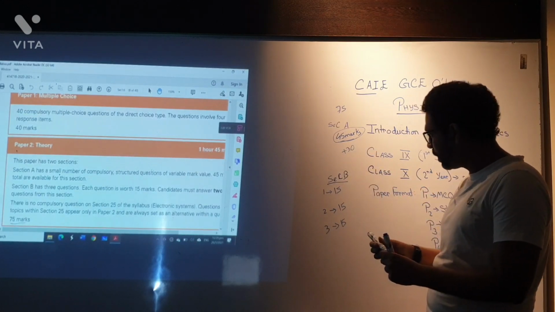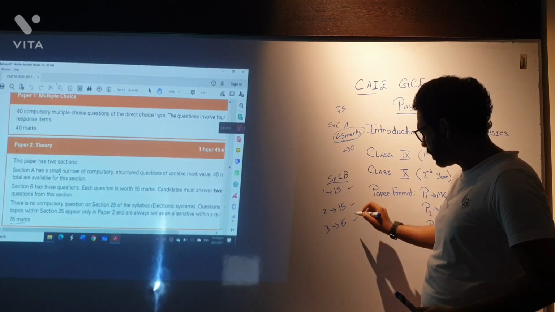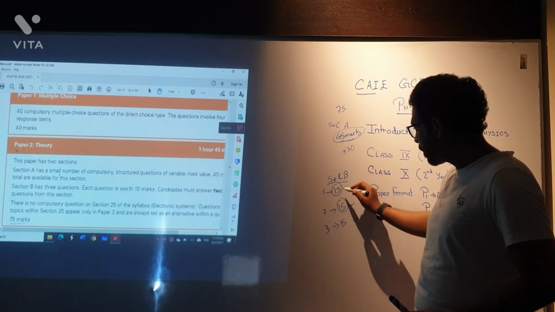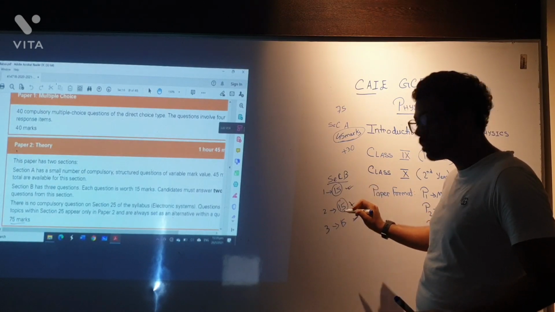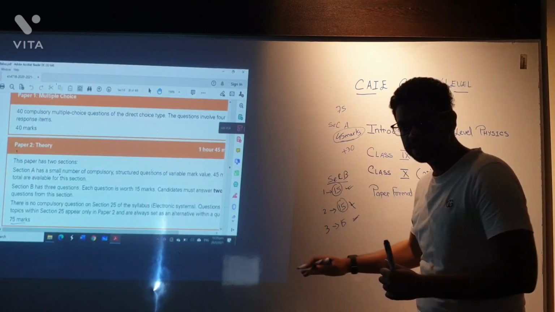So in section B, you have the option to answer any 2 out of these 3, because 15 plus 15 makes 30. You don't need to answer number 3. If you answer number 1 and number 3, you don't need to answer number 2. So that is the difference between section A and section B, but all of them are structured questions.